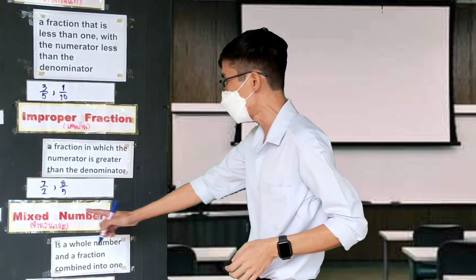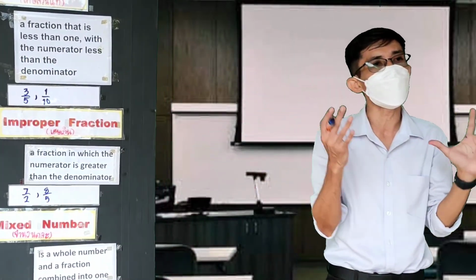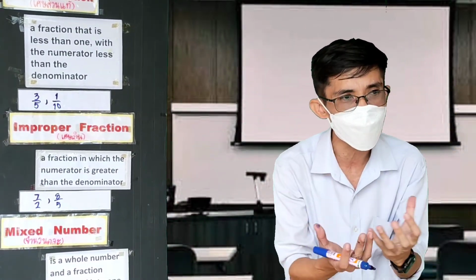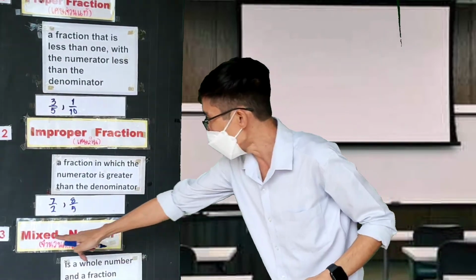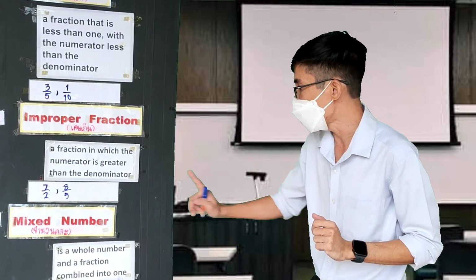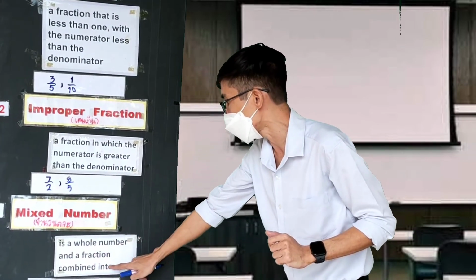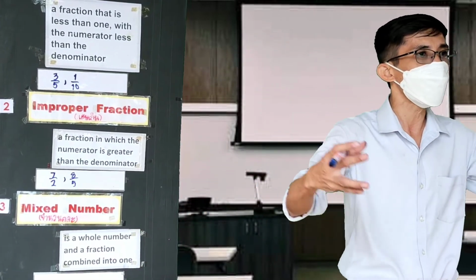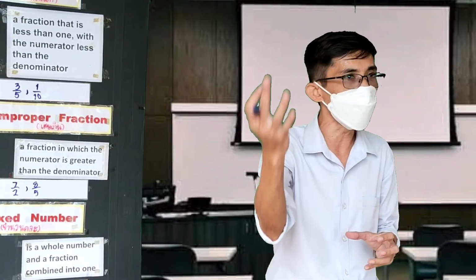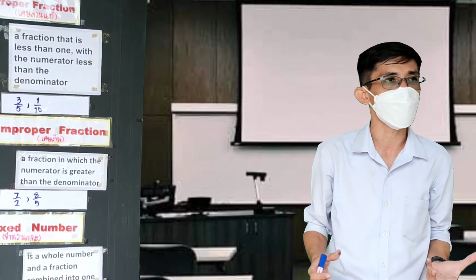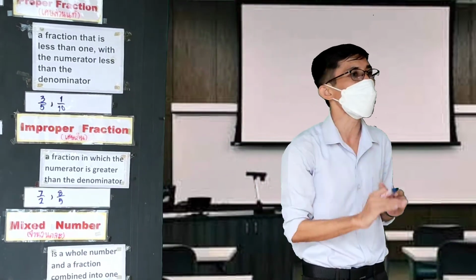We have the mixed number. Okay, based from the word mix, it is a combination. So, what is a mixed number? A mixed number is a whole number and a fraction combined into one. So we are going to mix a whole number and a fraction. Okay, who can give me an example?